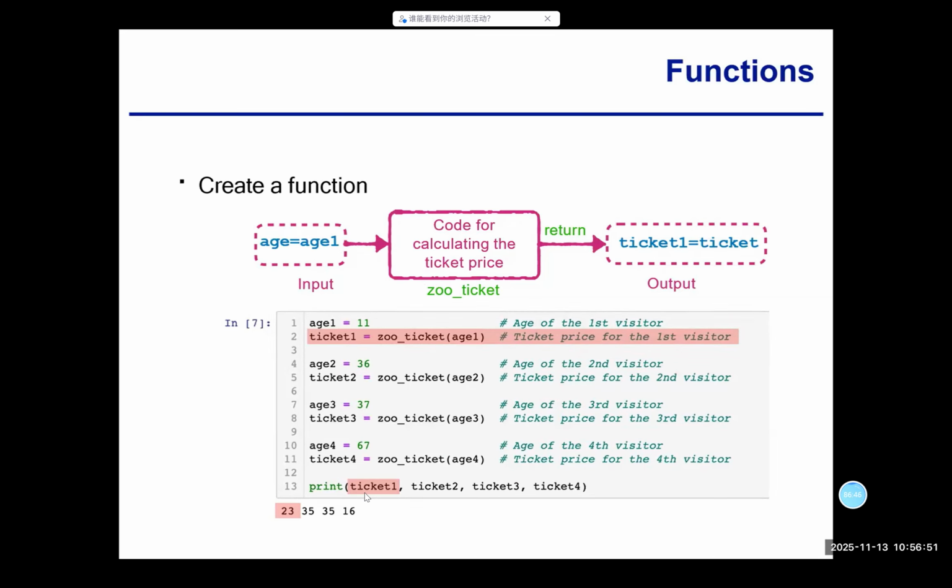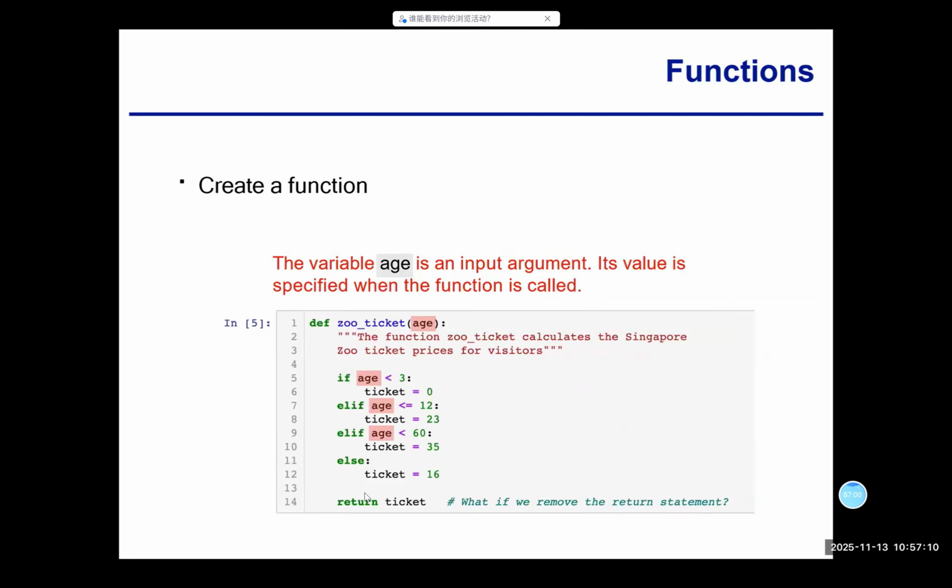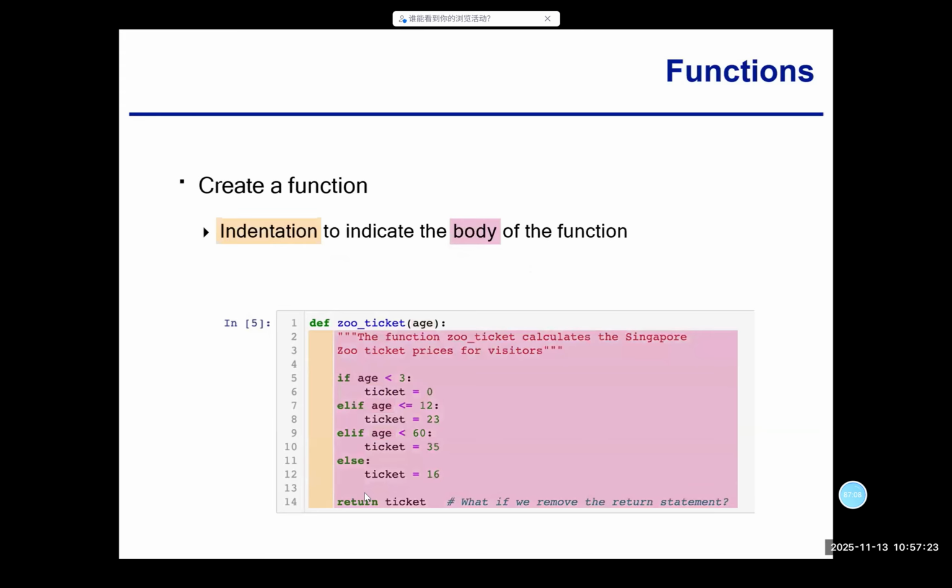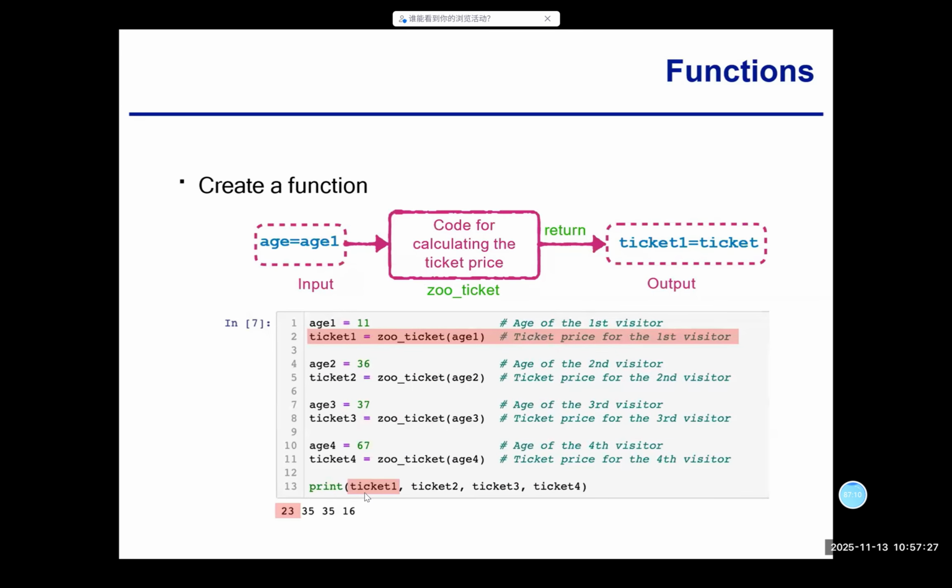So the output of this ZooTicket(age1), the return value will be 23, which will be further assigned to our ticket1. So if you think about the whole procedure, it's actually pretty elegant. We have a global environment and we will have a local environment, which is within the function. Later, maybe after half an hour, we'll briefly talk about the local, global environment. But so we have the full procedure of going in, passing around the values, doing certain tasks, and passing out, returning the values.